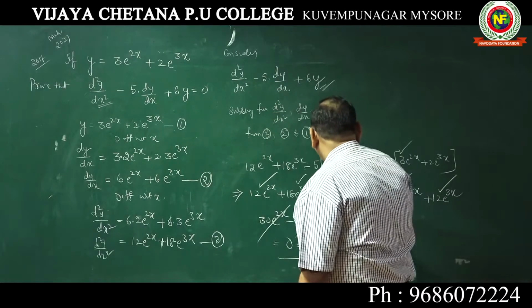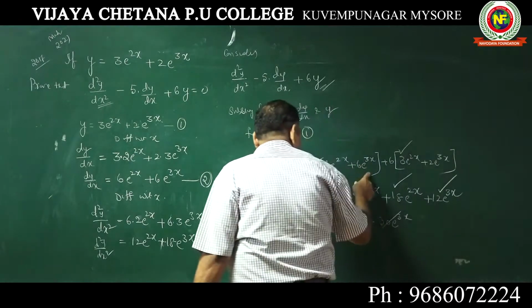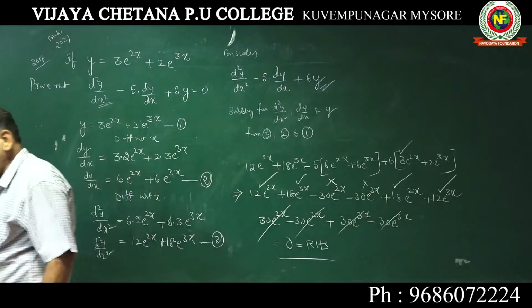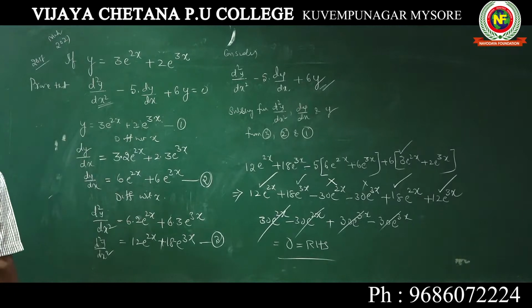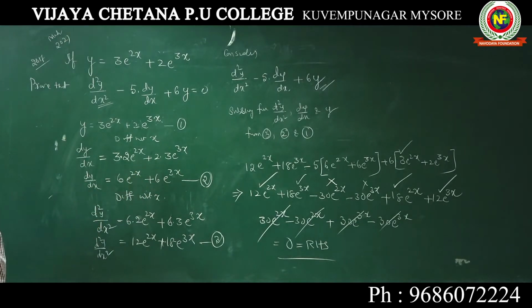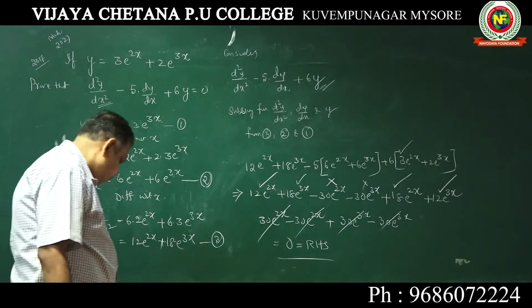I have substituted. This is important: I must multiply by 5 and by 6 here. Then you cancel everything, you will get the final answer, and this is the answer. It is a very important question. They ask it for 5 marks.